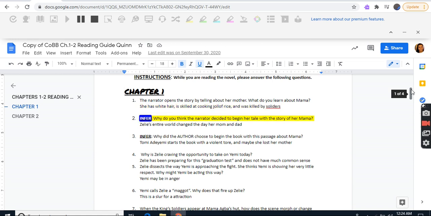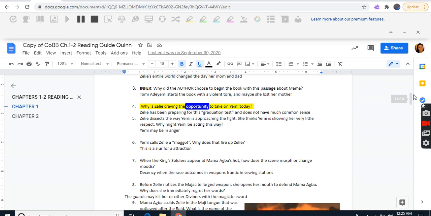2. Infer, why do you think the narrator decided to begin her tale with the story of her mama? Zeeley's entire world changed the day her mom and dad. 3. Infer, why did the author choose to begin the book with this passage about mama? Tomi Adeyemi starts the book with a violent tour, and maybe she lost her mother. 4. Why is Zeeley craving the opportunity to take on Yumi today? Zeeley has been preparing for this graduation test and does not have much common sense.